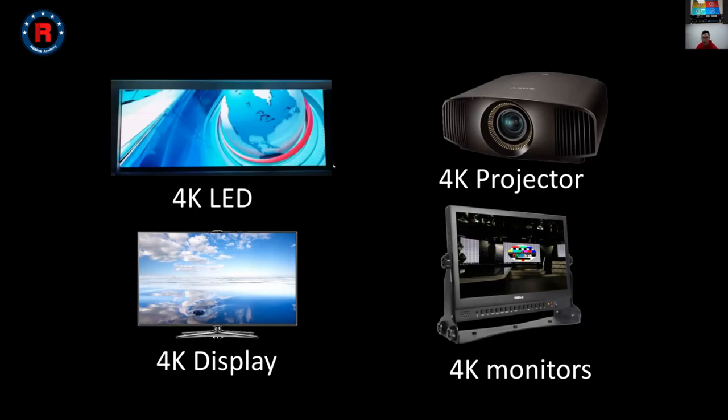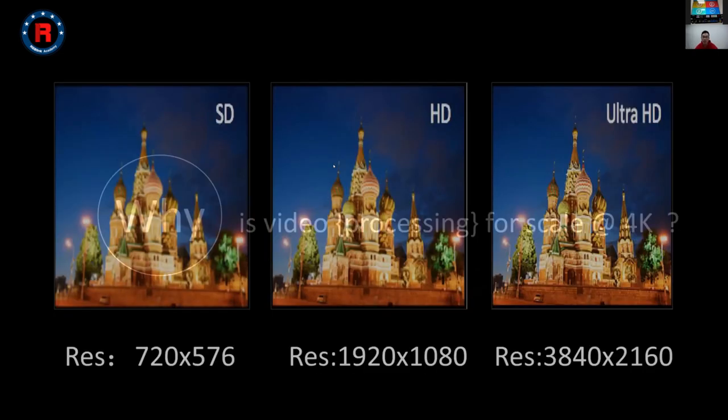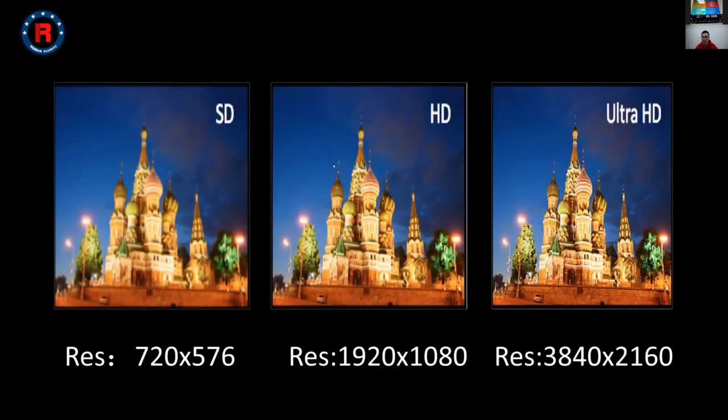The last one is, why is video processing for scale at 4K? To explain this answer, we need to check two pictures. The first picture shows three pictures: SD, HD, and Ultra HD. Ultra HD is the 4K level, the 4K signal here. Comparing these three pictures, you can see the 4K signal can offer real colors to our vision, real colors that are close to what our eyes see.